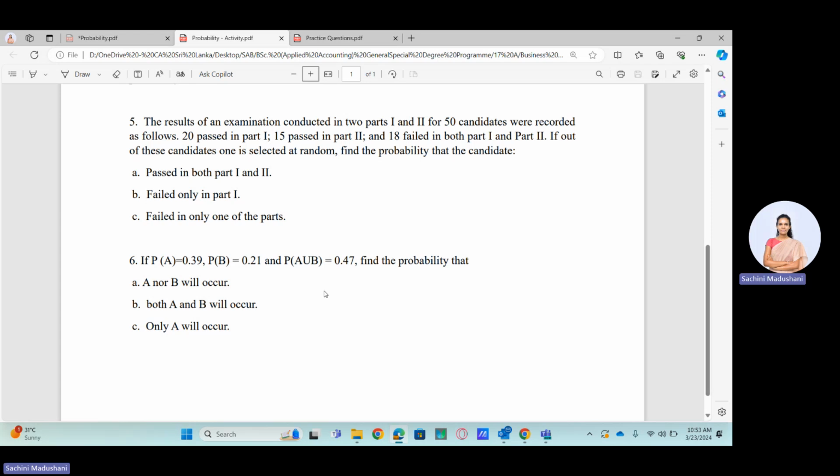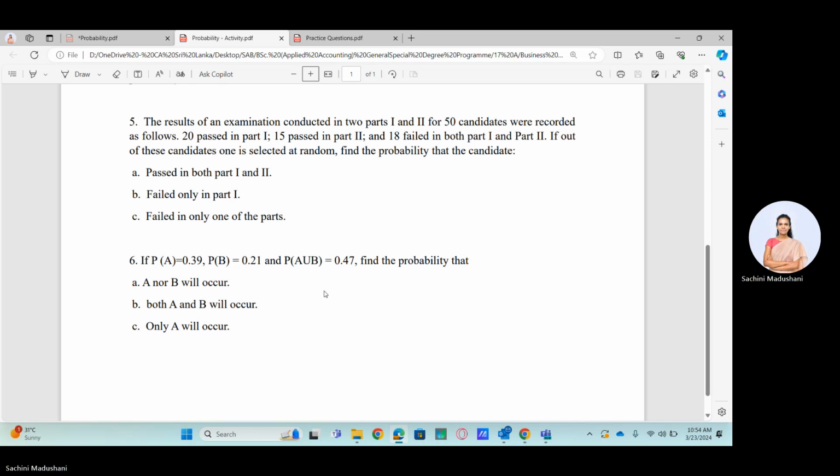Then this 3 is the middle. It means they passed in both, but the 17 only includes the A. It means 17 passed only part 1. Then these 17 candidates failed in part 2. Then what does 12 mean? These 12 candidates passed only part 2. Then they failed part 1.